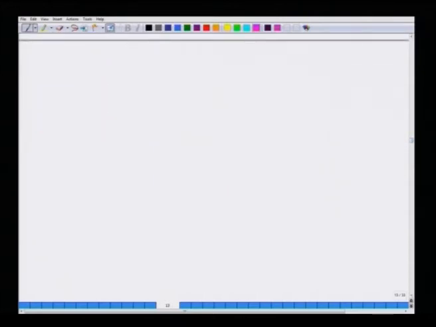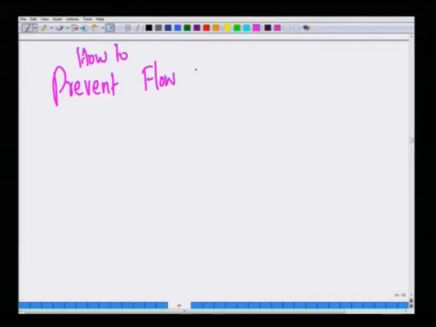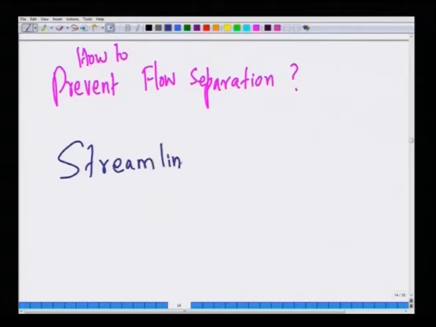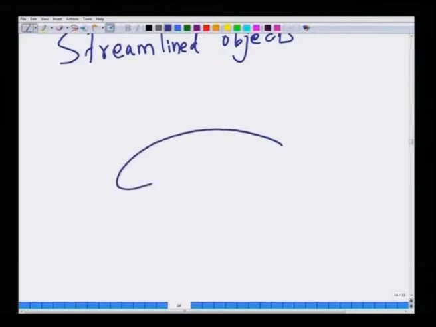Now, there are objects where you can prevent flow separation. So, how to prevent flow separation? Well, these objects are called streamlined objects. An example of that is the cross section of an airplane wing, which is called an airfoil. This is essentially the cross section of an airplane wing.